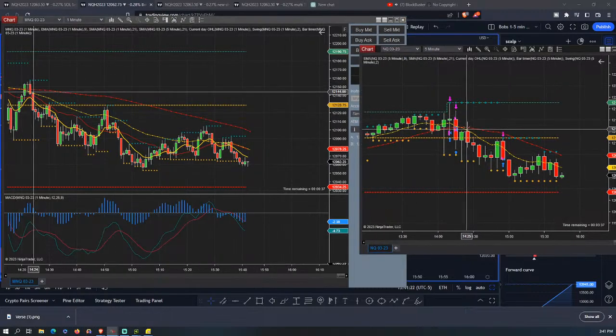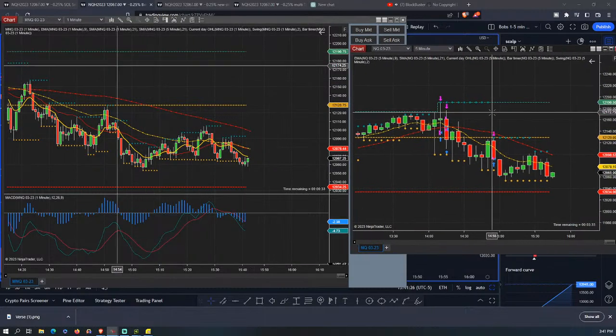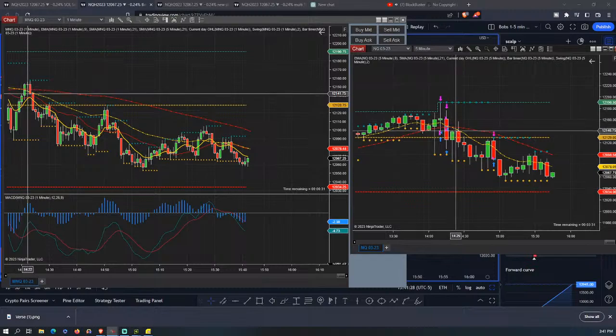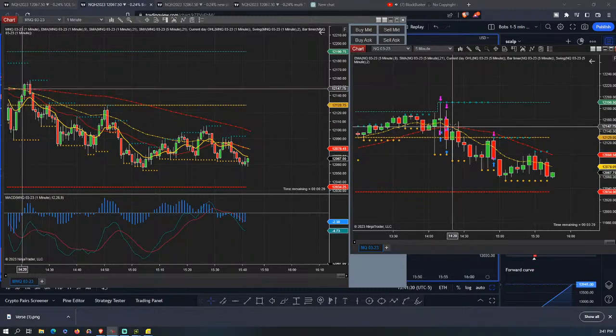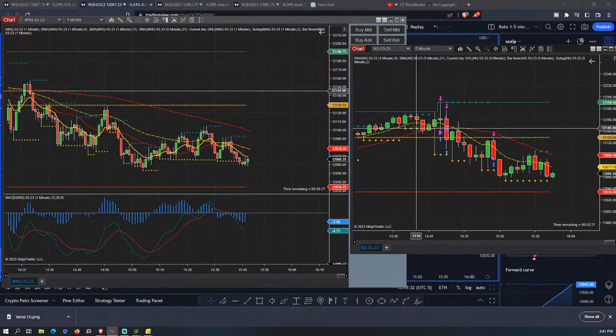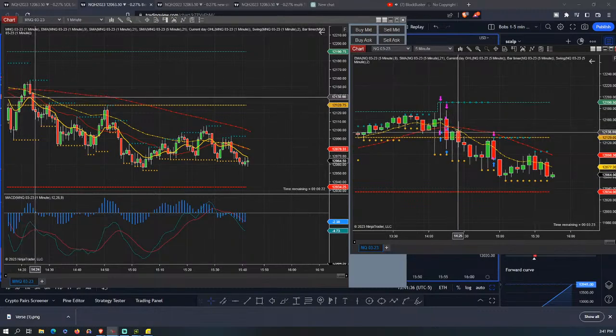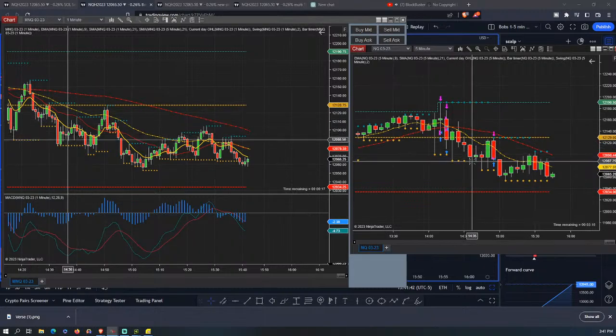Right here, 5 minute. That's how many points that is. Let's pull this over. It's crossed over the gold line, crossed down over the red line. You see that's a level right there. So I wanted to test it. It came back up. Now he says when it comes back up into the gold line, look for a short. So this went from 12,139, rode it down all the way to 12,080. That's 40 points.